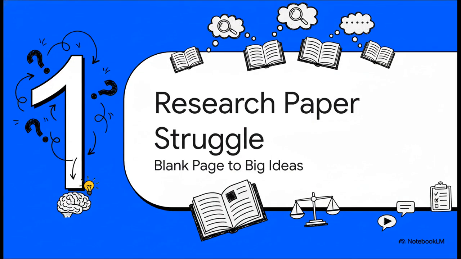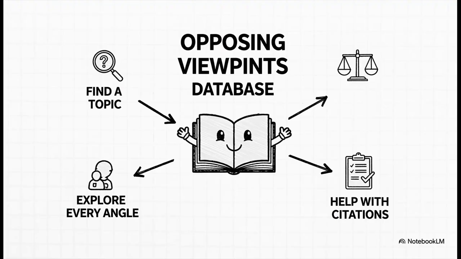But today, we're going to tackle it head on. We're moving from that scary blank page to a place where you've got clarity and some really big ideas. But what if there was one place, one tool, designed to help you find a topic, explore every single angle with sources you can trust, and even help you with citations? Well, guess what? There is. Let me introduce you to your new best friend for research, the Opposing Viewpoints database.